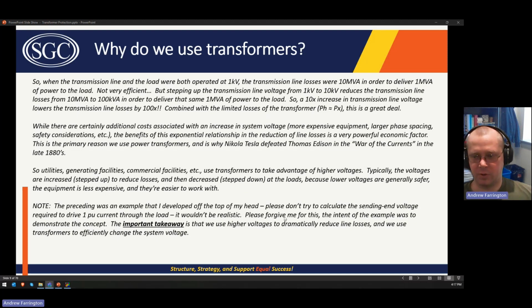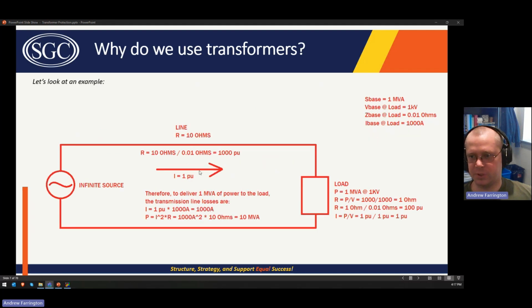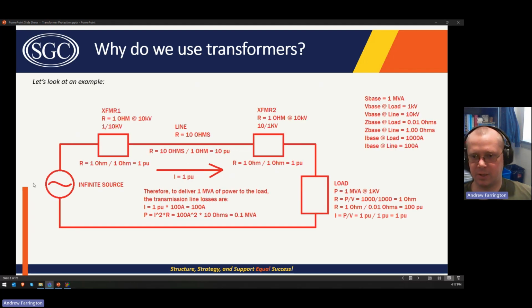I did have a note in here that this example I came up with, don't try to calculate what the sending end voltage would be, because it's not going to be anything that's close to realistic. Again, this was just an example to try and demonstrate that linear to exponential relationship between the voltage and the line losses.